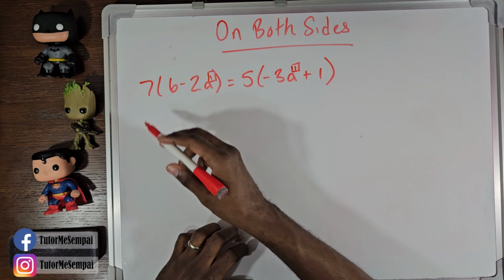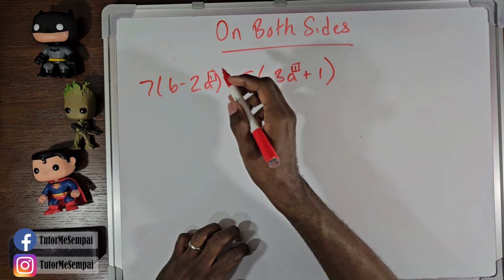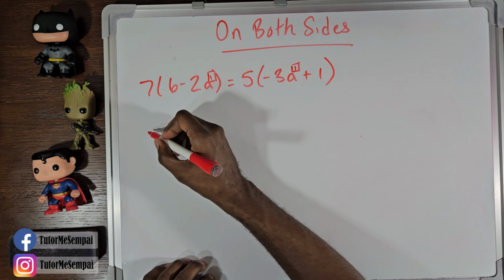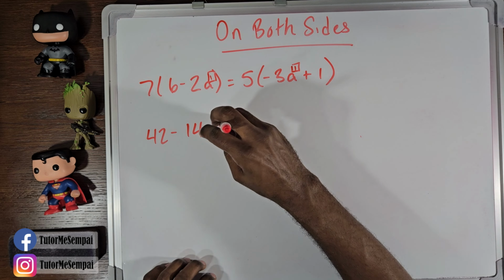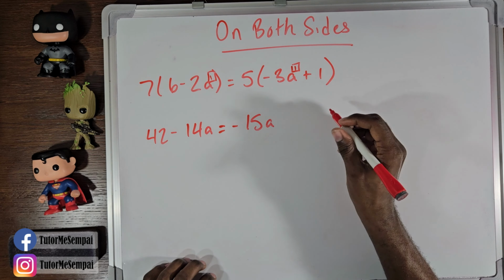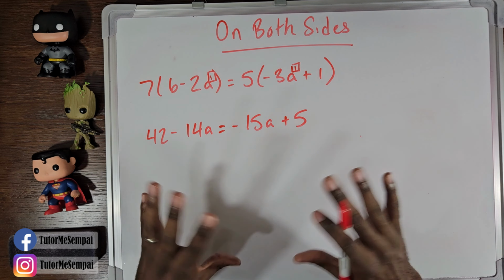Now, let's get rid of some of these parentheses because we can't really do much work with these parentheses here. Let's distribute what we can. So it's going to be 7 times our 6 gives you a 42 minus this 2a, so 7 times that 2a gives you a negative 14a. 5 times this negative 3a gives you a negative 15a. And we have a 5 times that 5, so plus 5. Now we have no more parentheses.